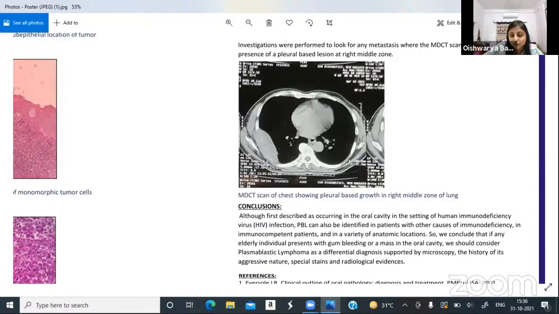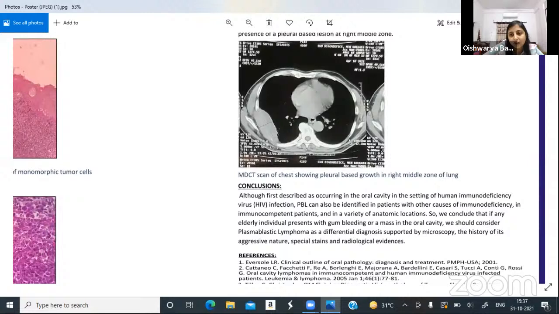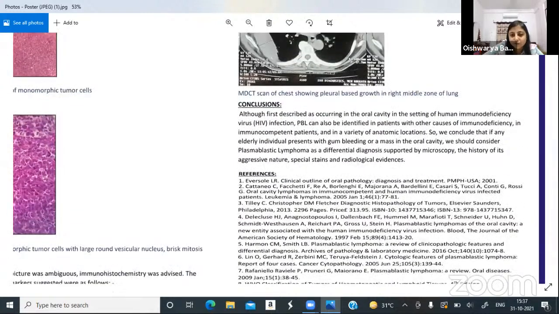So when an elderly individual comes to the department with a chief complaint of a mass in the oral cavity or bleeding from the gum, plasmablastic lymphoma must be considered as a differential diagnosis when it is supported by the microscopy, the aggressive nature of the tumor, and radiological evidence. These are my references, and thank you all for your patient listening.